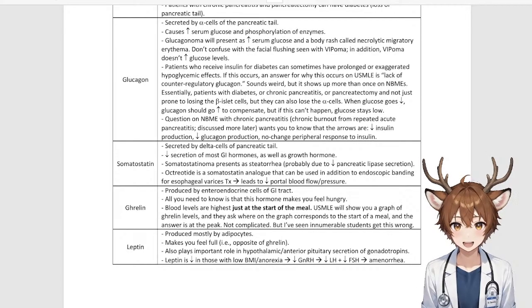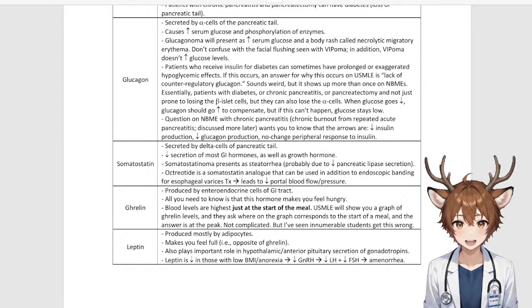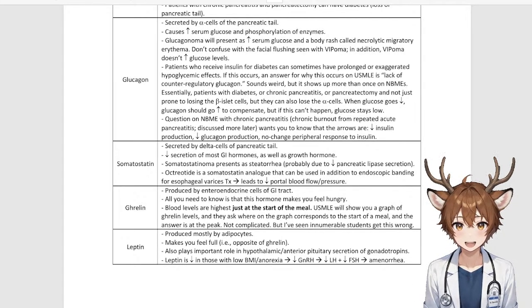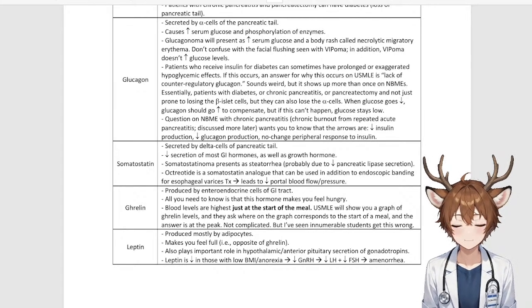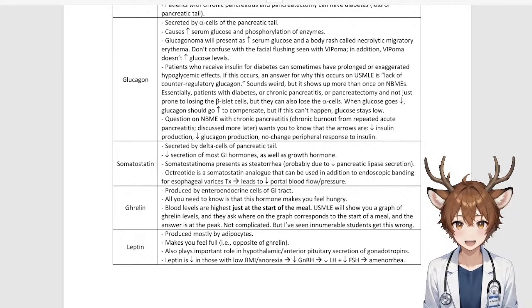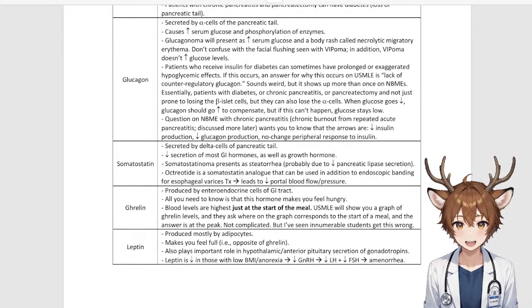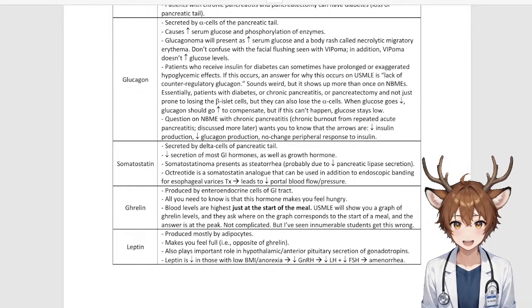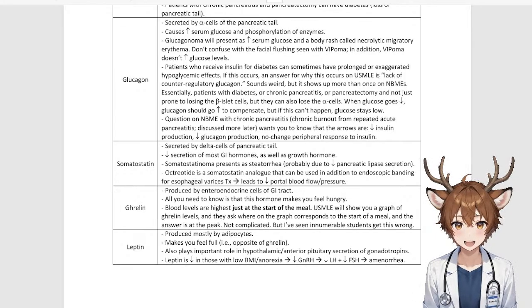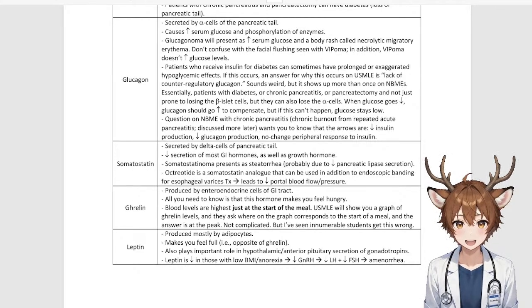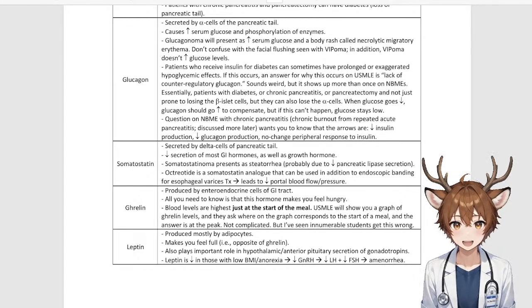Patients who receive insulin for diabetes can sometimes have prolonged or exaggerated hypoglycemic effects. If this occurs, an answer for why this occurs on USMLE is lack of counter-regulatory glucagon. Sounds weird, but it shows up more than once on NBMEs. Essentially, patients with diabetes or chronic pancreatitis or pancreatectomy are not just prone to losing the beta islets, but they can also lose the alpha cells. When glucose goes down, glucagon should go up to compensate. But if this can't happen, glucose stays low.